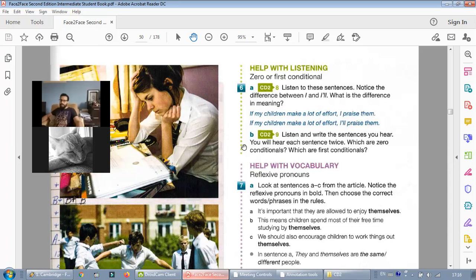All right, now, and number 9, or track 9 here, the second one, part B, you're going to hear a group of sentences. I'm not sure how many, maybe 3 or 4. Each one will be repeated twice. You have to decide, are you hearing zero conditional examples or first conditional, okay?